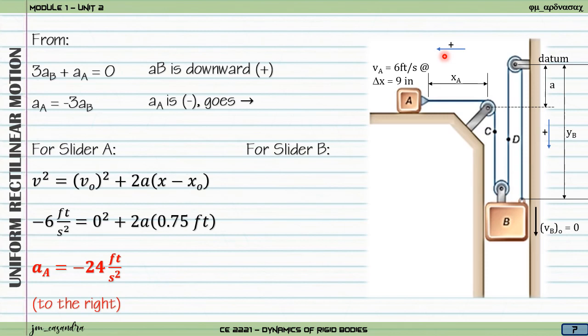And then for slider B, we take the relationship between A and B. Acceleration of A is equal to -3AB, and we have already solved for the value of A, that's -24, so it's equal to -3AB. So we can now solve for the acceleration of block B as +8 feet per second squared. So the solved value is positive, so it is in our positive assumed direction, which is downwards. Therefore, block B is moving downwards.